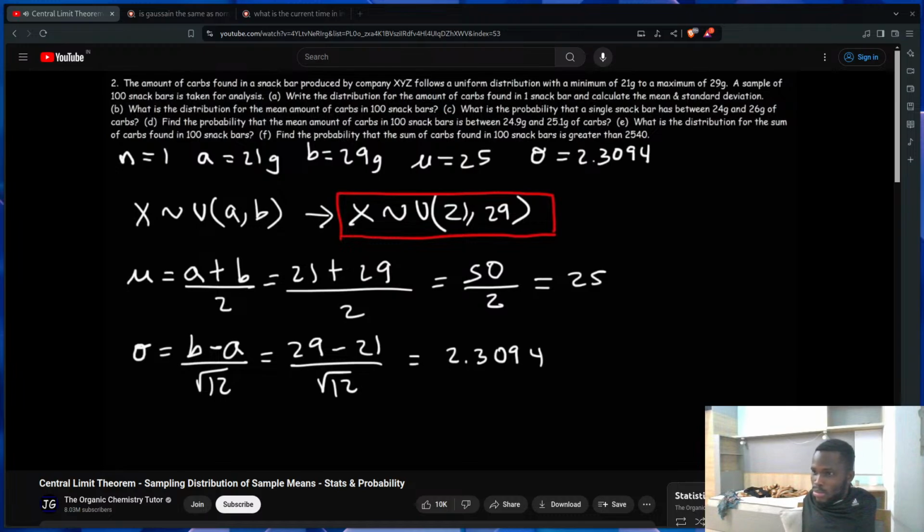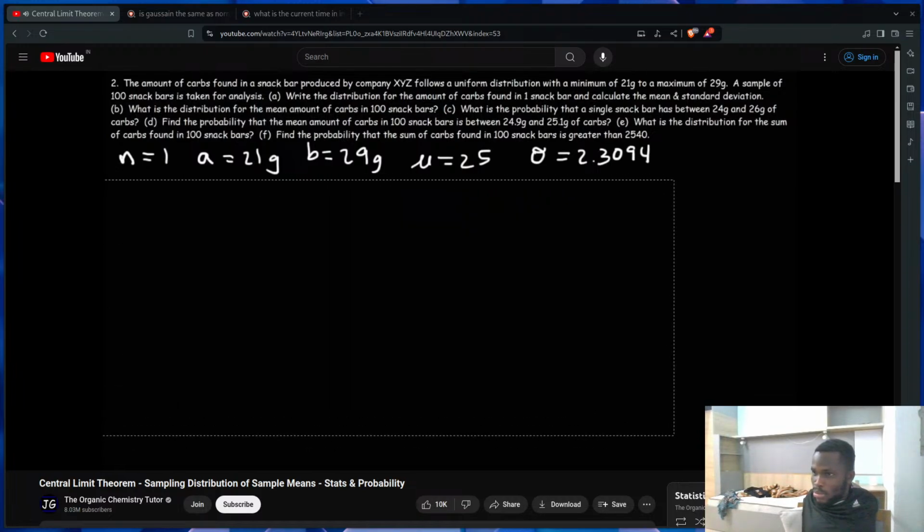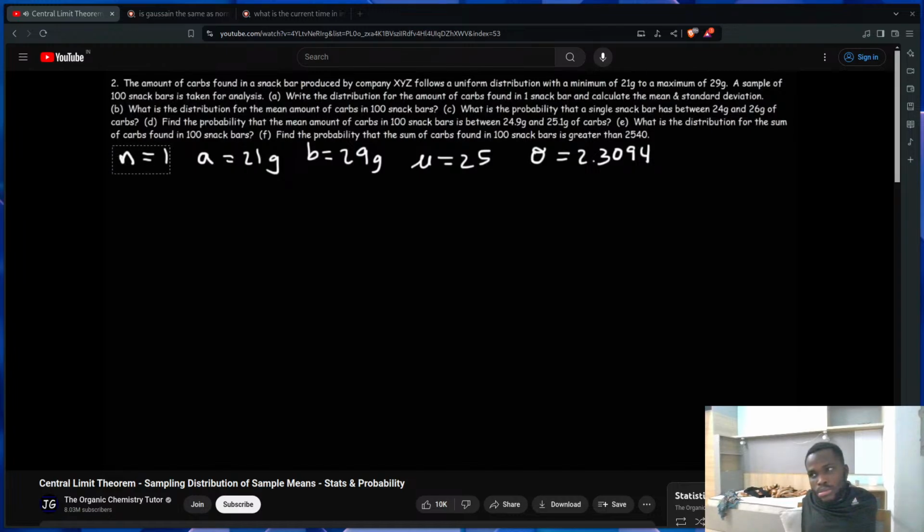Now, let's move on to part B. What is the distribution for the mean amount of 100 snack bars? What would you say? So now for part B, n is no longer 1. n is 100. So are we dealing with a population distribution or a sampling distribution? Since n is greater than 1, we're dealing with a sampling distribution, but a sampling distribution of the sample means.